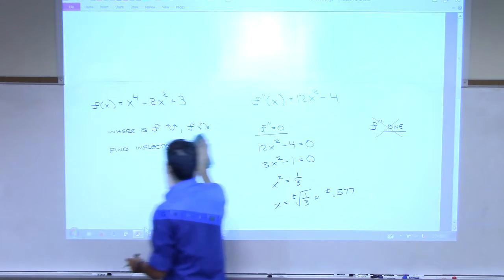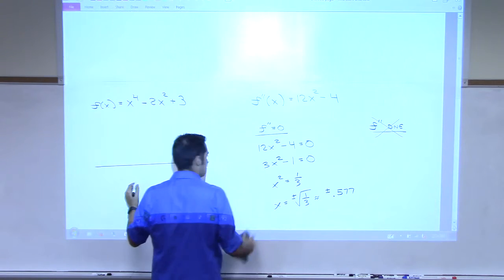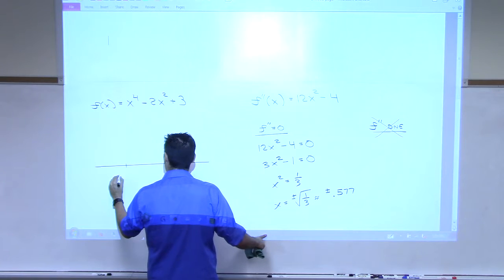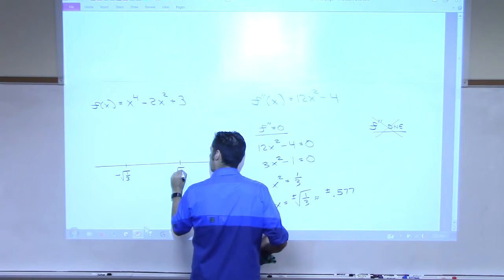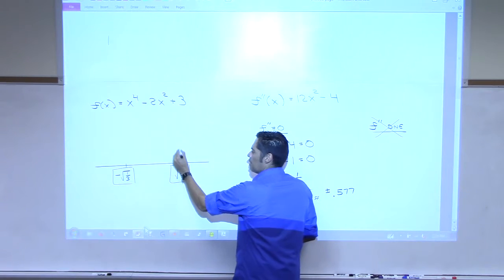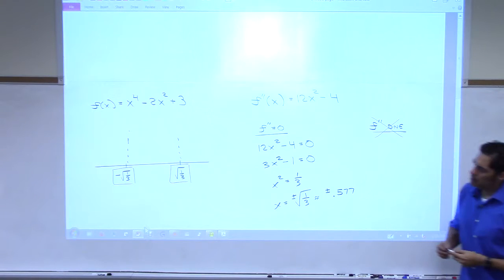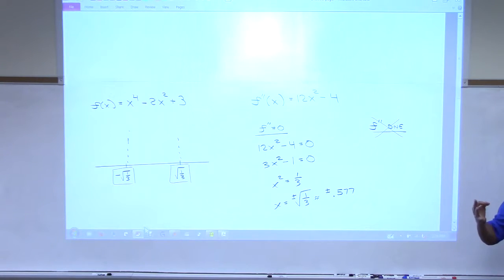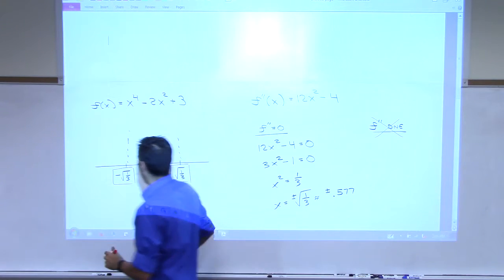Get used to this. This is what's going to take forever with these problems. Number line, you put your two critical numbers: negative root 1/3 and positive root 1/3. And I'm going to box those because those are my critical numbers. I'm going to use those to partition my number line into how many regions? That only creates 3 regions, right? So I only need to pick 3 test points. Those test points can be anywhere as long as they're not on those numbers.